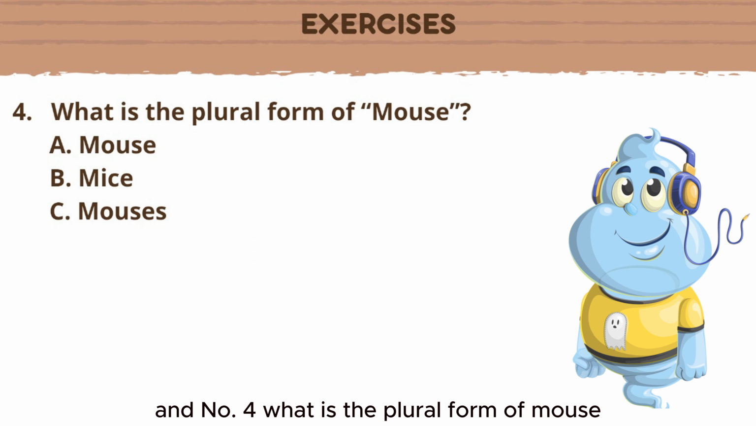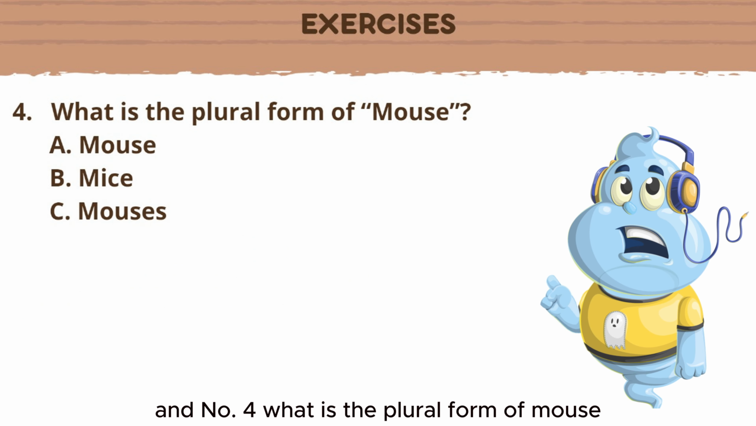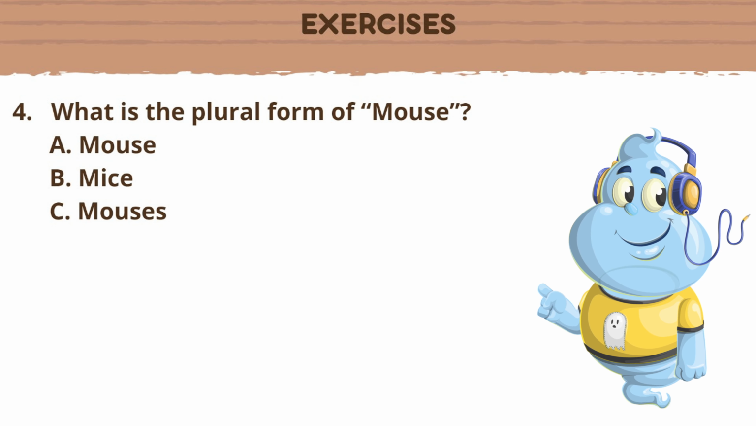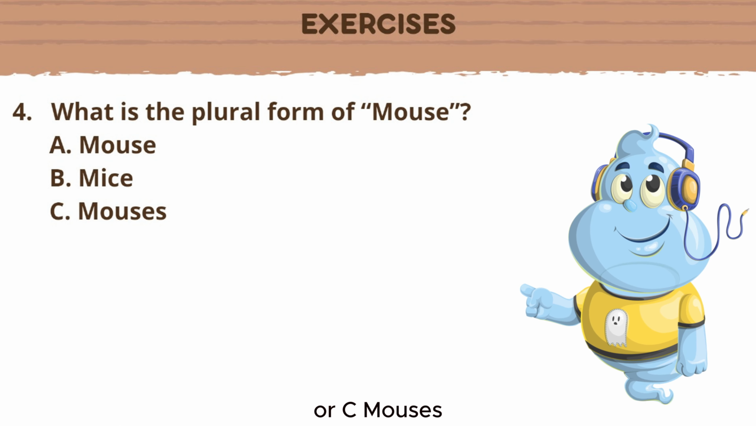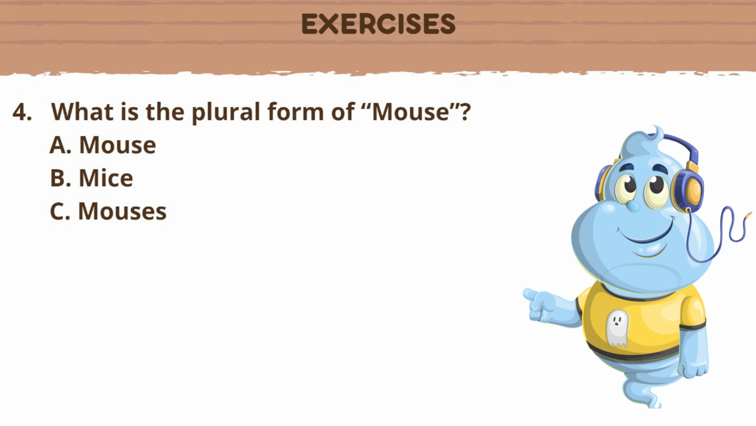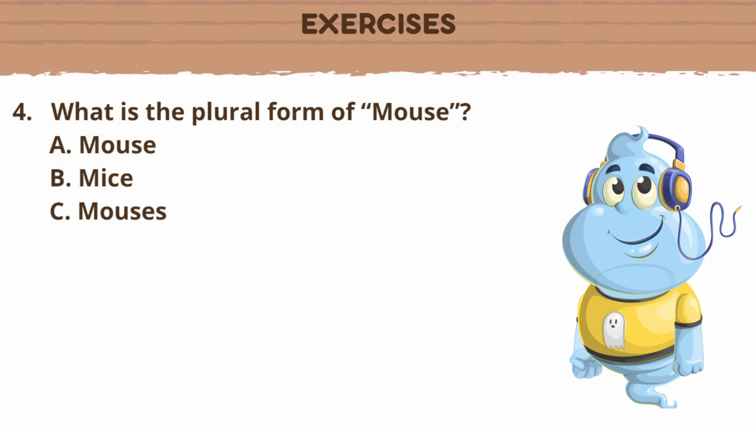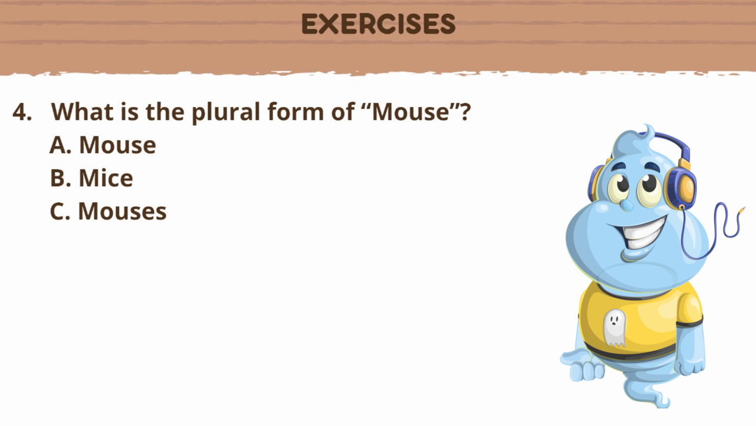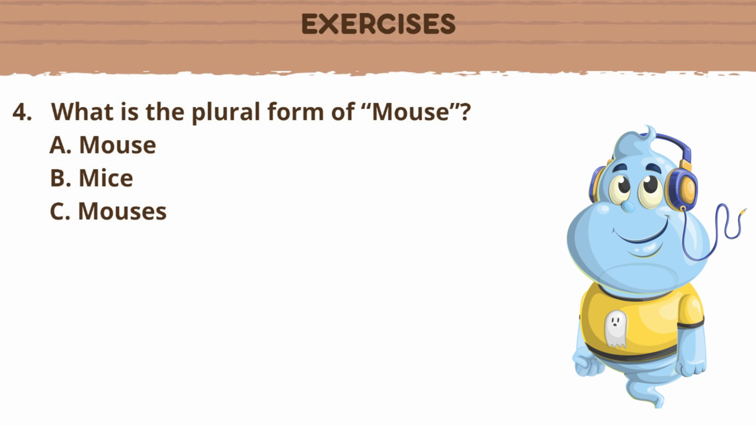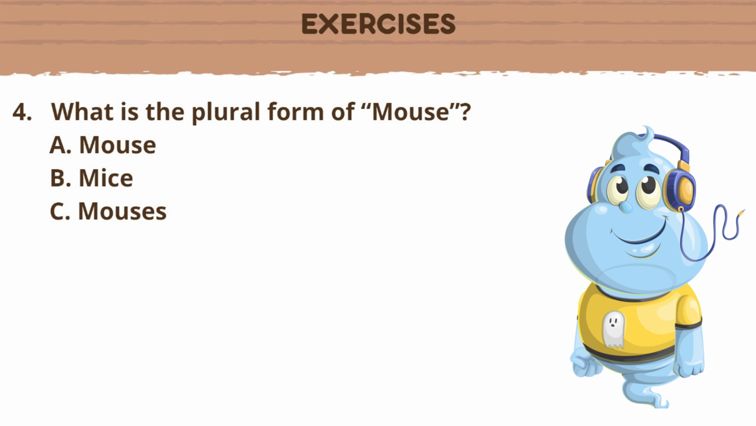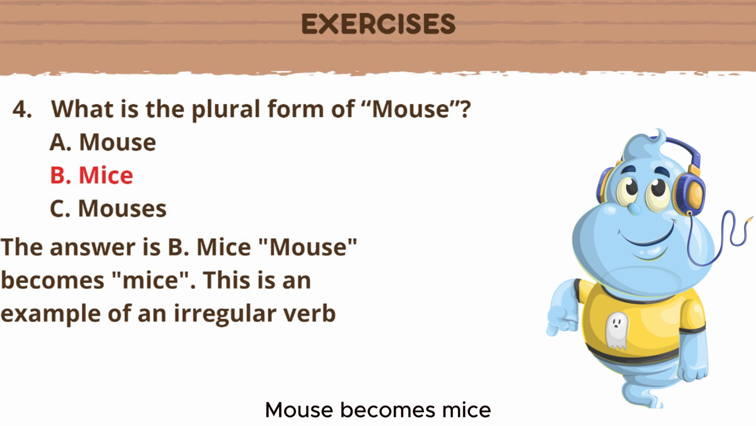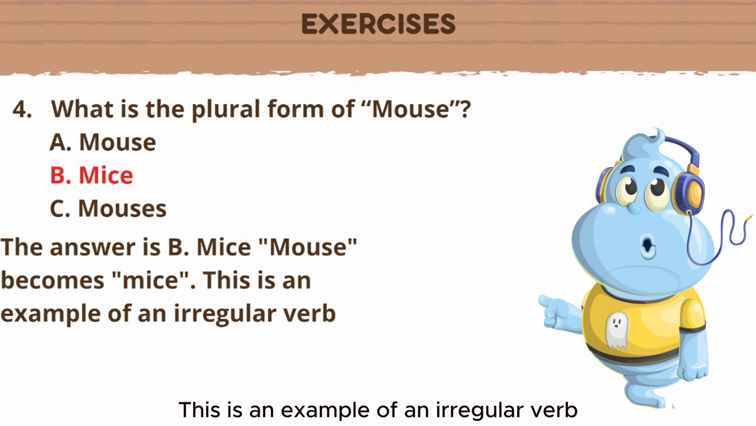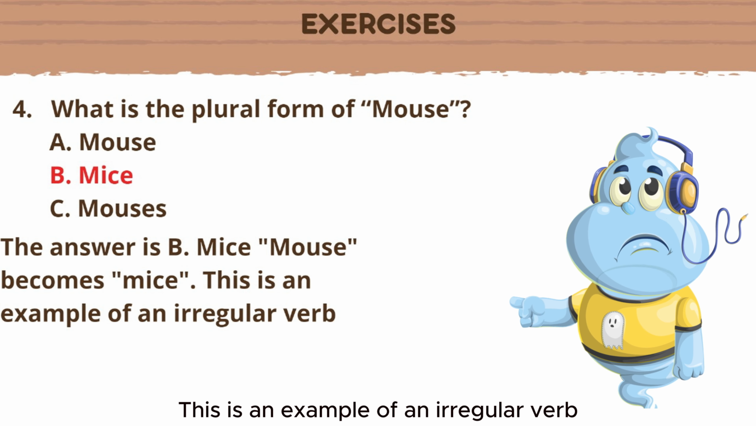And number 4. What is the plural form of mouse? A. Mouse. B. Mice. Or C. Mouses. Nice. The answer is B. Mice. Mouse becomes mice. This is an example of an irregular noun.